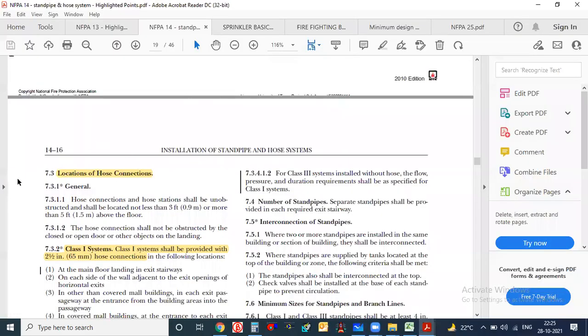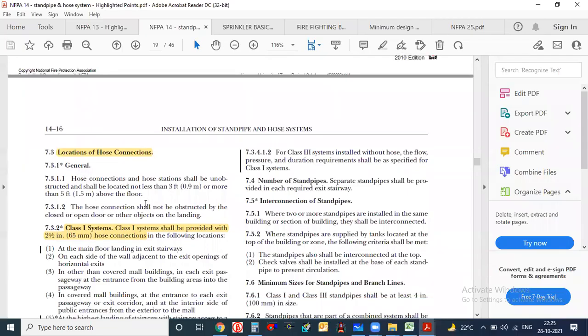Now here they have given the location of hose connections. Hose connection and hose station shall be unobstructed and shall be located not less than 3 feet or more than 5 feet. Again, why they have given this point: because any person can easily access it.